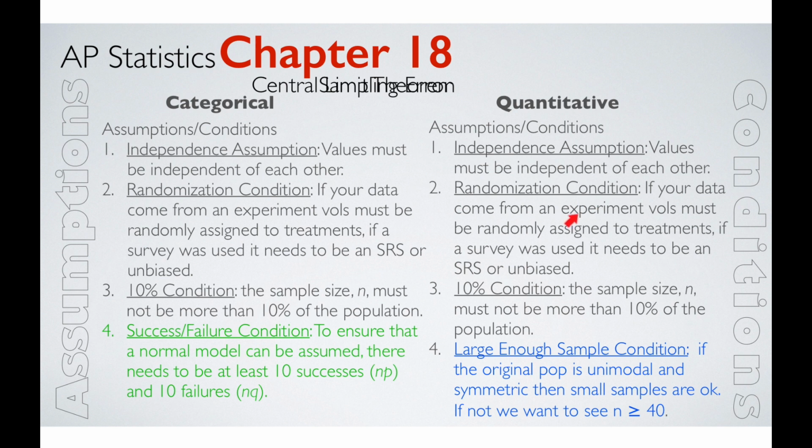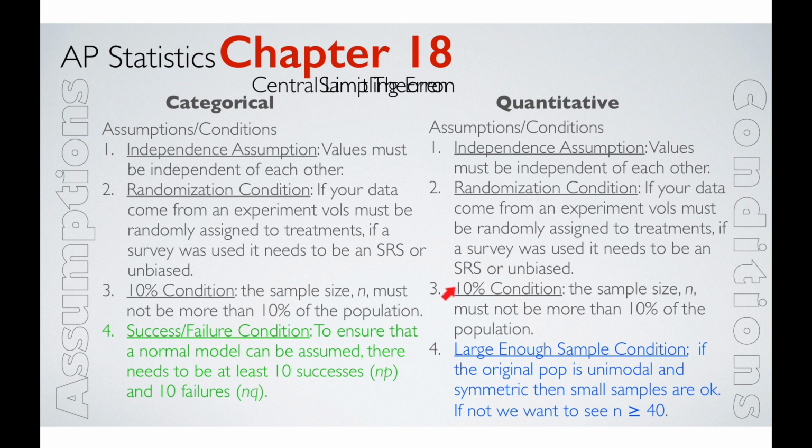Be careful if it's coming from an experiment, which you'll see show up from time to time. The volunteers must be randomly assigned to their treatments, right? Otherwise, it would be a survey. It needs to be an SRS or needs to be unbiased. That's kind of the whole point. Randomization is trying to prevent any sort of bias in the way that you collect the data.